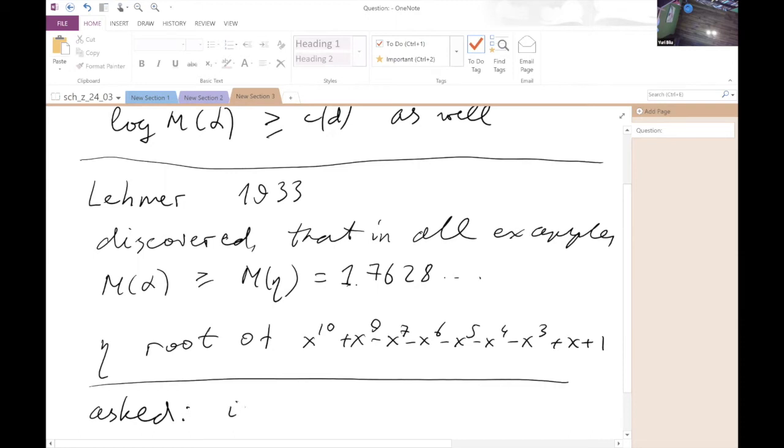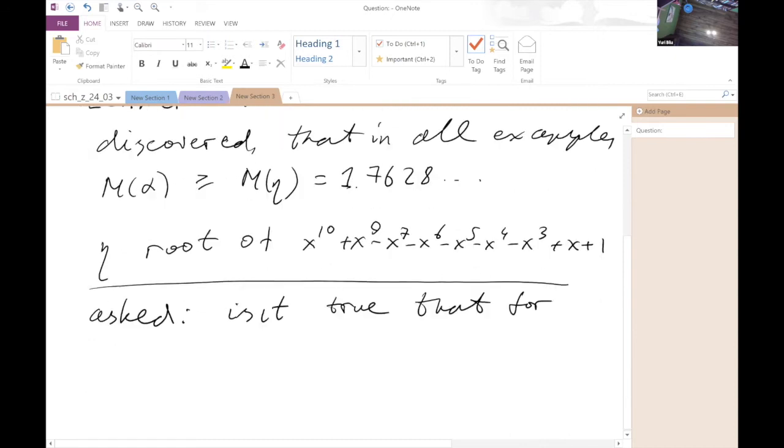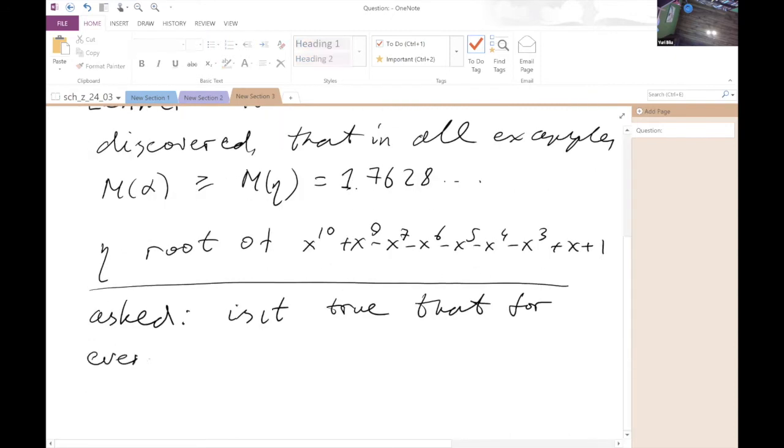And he just asked a question. Is it true? So people now speak about Lehmer's conjecture. It was not a conjecture in his article. It was a question. He did not really make any conjectures. He just asked, is it true that for every positive epsilon, there exists an algebraic integer alpha such that the Mahler's measure is strictly between 1 and 1 plus epsilon.